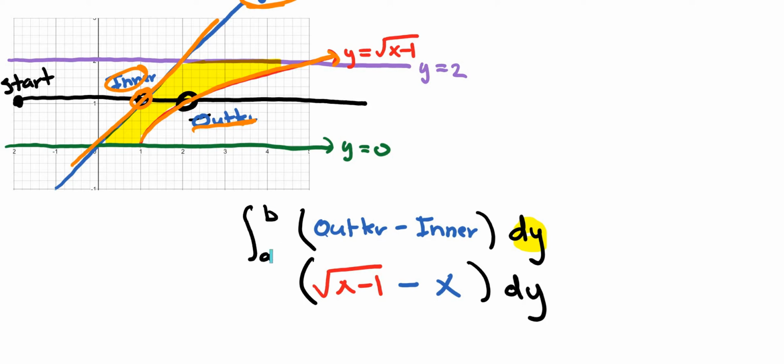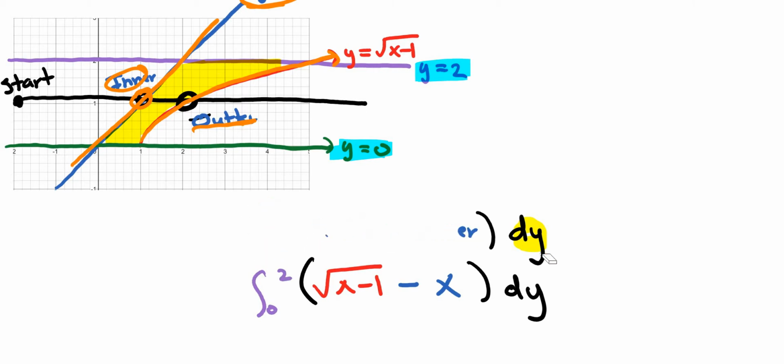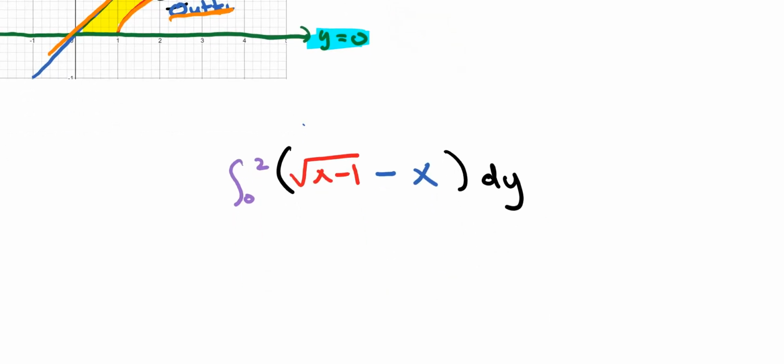Let's take a look at the upper and lower bounds. Since I'm integrating along the y-axis, the lower bound is y equals 0, and my upper bound is 2. So I'm integrating this from 0 to 2. Let me erase that and rewrite it as from 0 to 2.